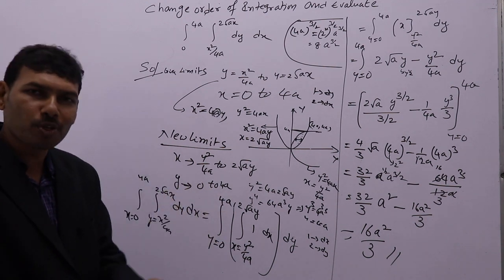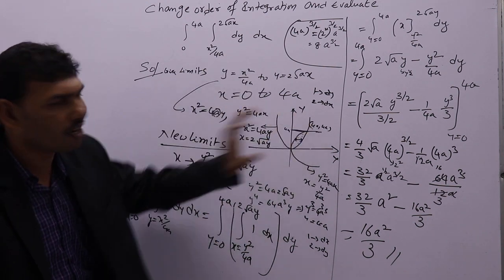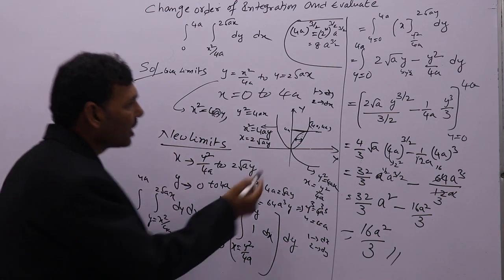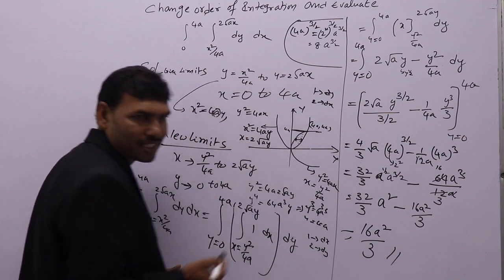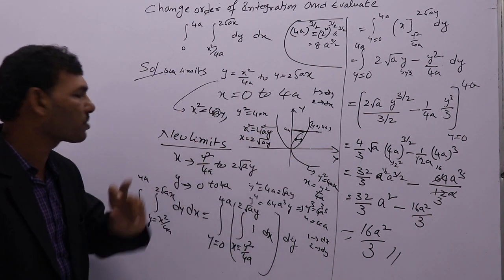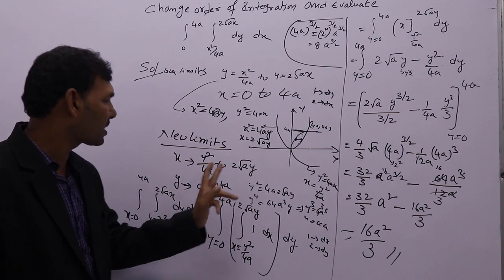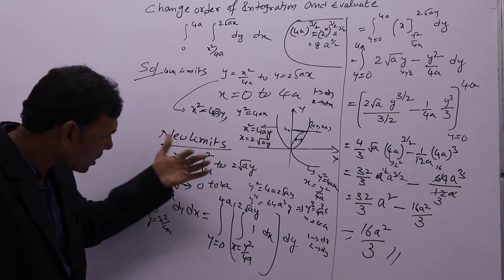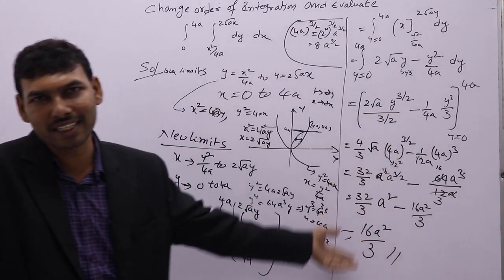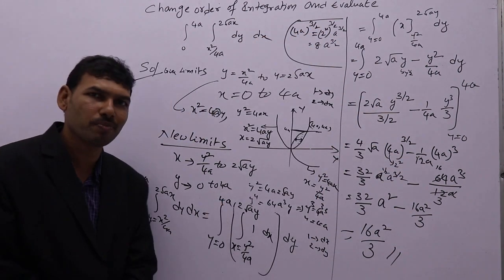For that, the procedure I said: draw the region of integration. To get limits of x in terms of y, take a strip parallel to x-axis. That strip gives you x limits in terms of y, with y limits constant. Then you can change the order of integration. You can evaluate the given integral very easily like this. Any doubts you may express?